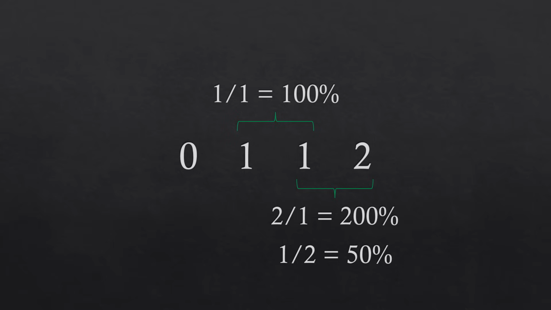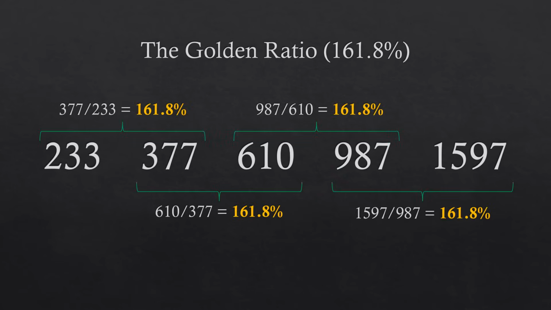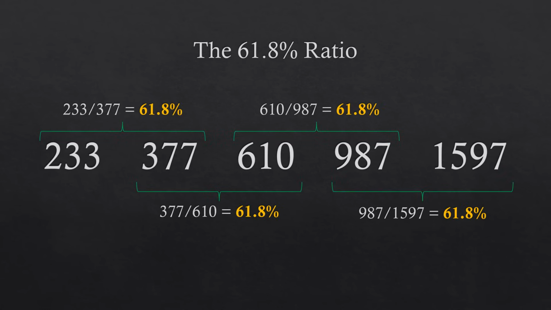However, the most interesting thing about the Fibonacci sequence is that if we look at larger numbers and beyond, the ratios between two numbers are constant across the sequence. Let's take a look at larger numbers in the sequence. If we divide one number in the sequence by the previous number, we'll always get the famous golden ratio, which is 161.8%. If we divide one number in the sequence by the next number, we get 61.8%.